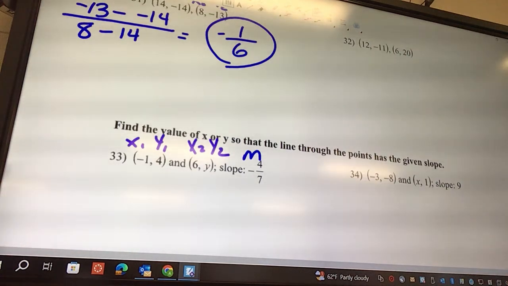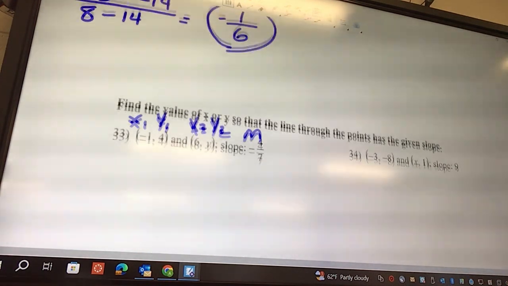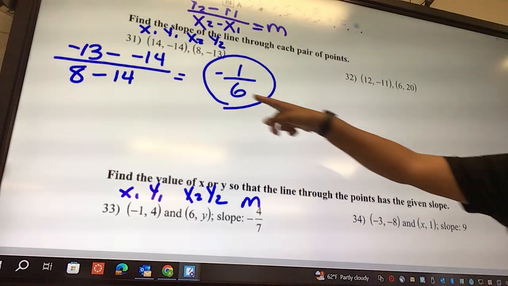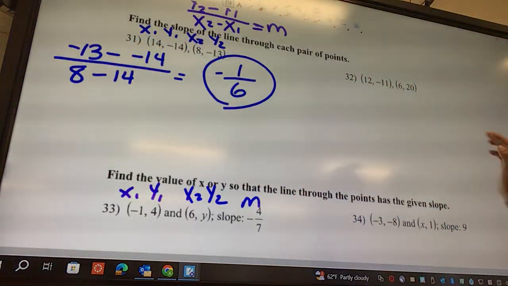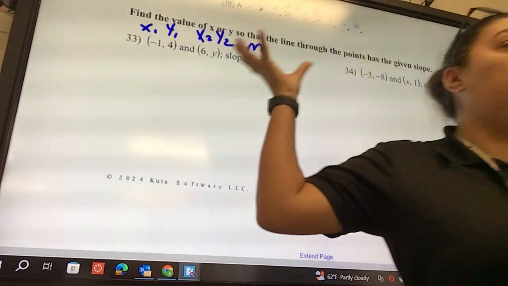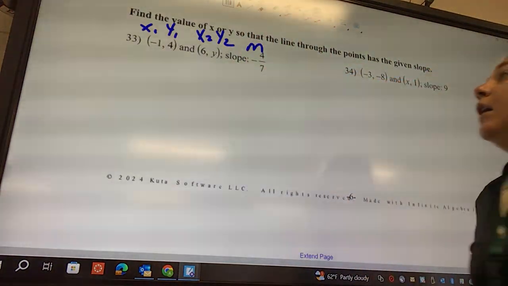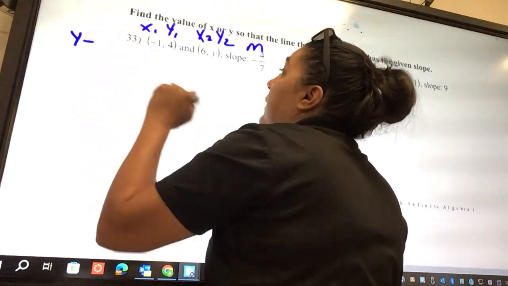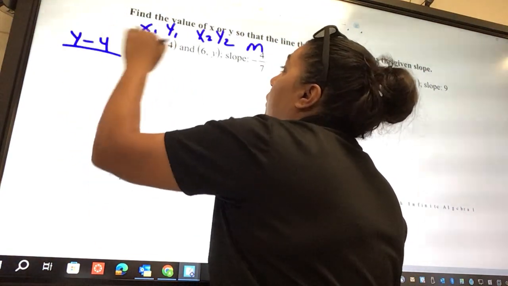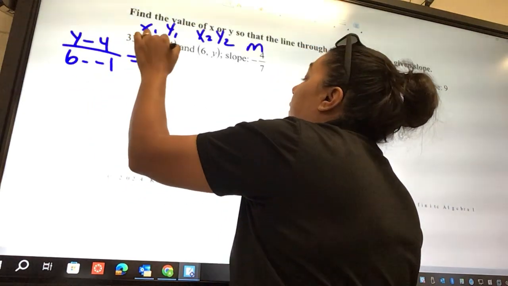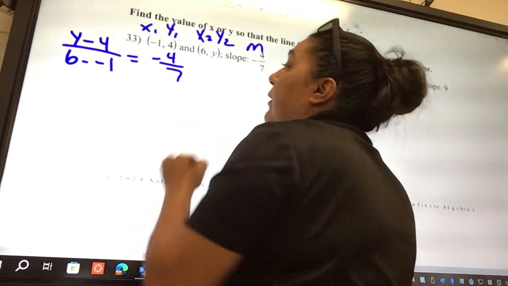Okay, so we're going to start off by, I know some of you guys don't love these ones, even if you don't know how to do them, you can at least set it up this way, okay? Don't leave it blank on your quiz for sure. I can almost guarantee you this one's probably going to be worth the most points on your quiz. So we're going to start by setting it up. So my y2 is y minus my y1 which is 4 over x2, which is 6, minus my x1, which is negative 1, equals negative 4 over 7.